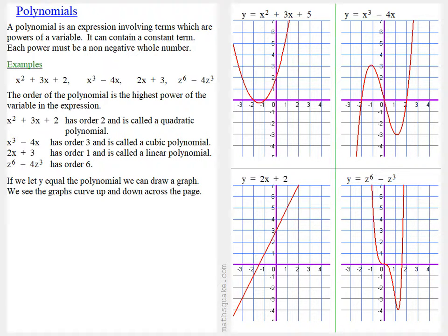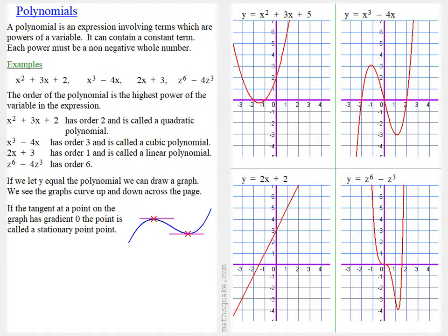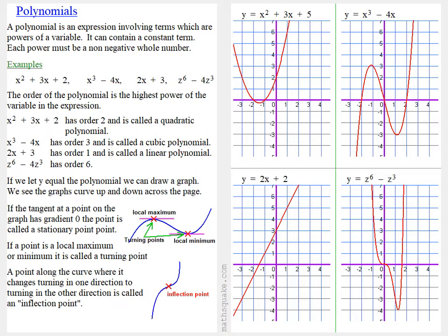The graph of y equals 2x plus 2 is a straight line, and that's where we get the name linear polynomial. Now, if the tangent at a point on the graph has gradient 0, the point is called a stationary point. On the graph opposite, we can see a local maximum point and a local minimum point. If a point is a local maximum or minimum, it's called a turning point. A point along the curve where it changes from turning in one direction to turning in the other direction is called an inflection point. An inflection point can be a stationary point.